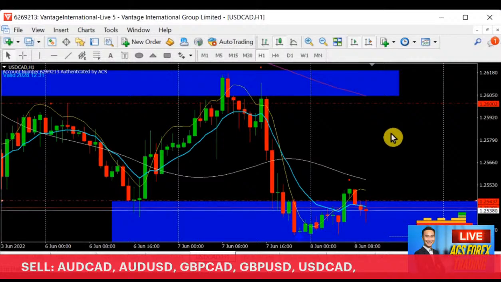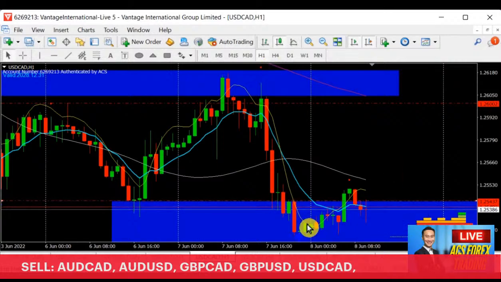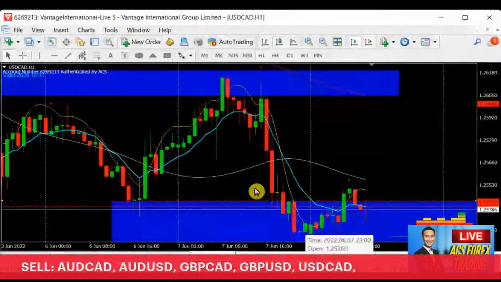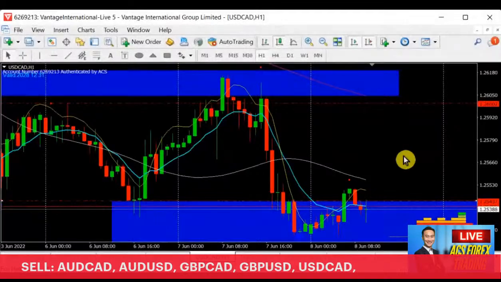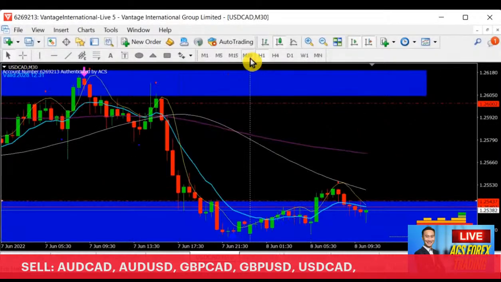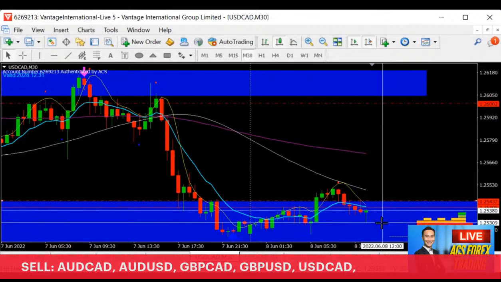Right now this is an H1 time frame, am I right? On the H1 time frame we are looking at the big picture. If we zoom in, just like a Google map, pinch out, pinch in your map, and go in for the past half an hour, what are we looking at? The rejections from the support here, correct?